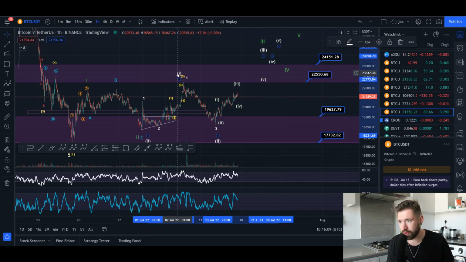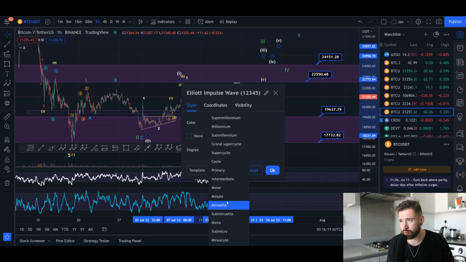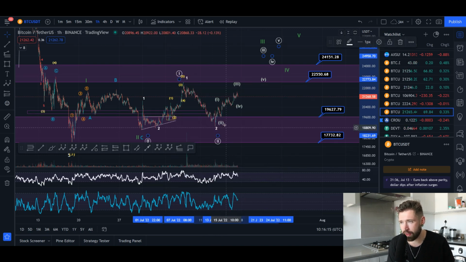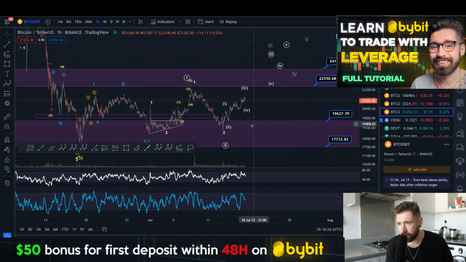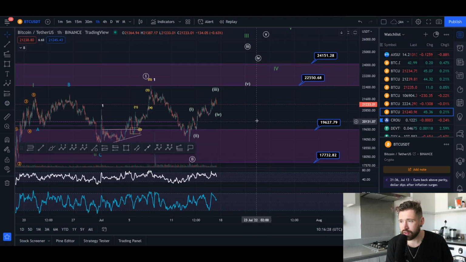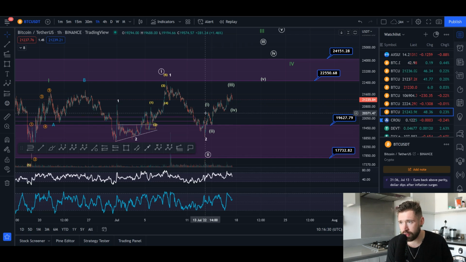Here's your wave 1. Let's make this bigger. Here's your wave 1, here's your wave 2 pullback, and within this wave was a 1-2-1-2 setup. So if this is the case, we could see an extended wave 3. I think that's definitely a possibility because as of right now, I've counted wave 1, wave 2. These are the sub waves. Here's your wave 3, guys.